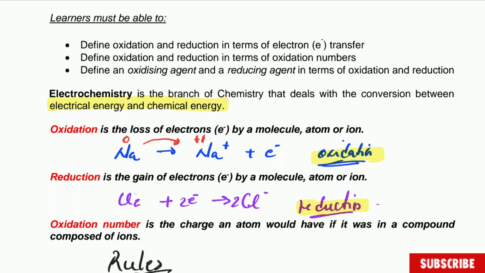If we go to this example, chlorine here has an oxidation number of 0. In this case, chlorine is a diatomic molecule, the whole molecule there is 0, and then if we move here, it has an oxidation number of -1. The oxidation number decreases from 0 to -1, and we say it is reduction.